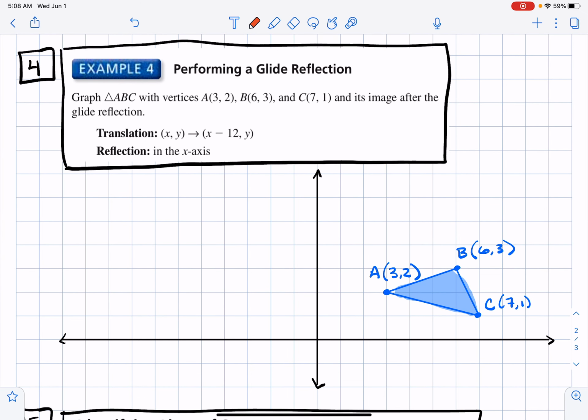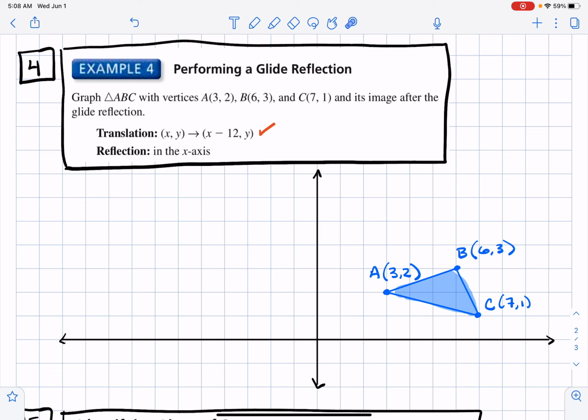So it says graph triangle ABC, and we have that done for you. There's the vertices for A, B, and C, and its image after doing a translation of mapping xy to x minus 12 comma y, and then reflecting it in the x-axis, okay? So before we get started, we have to remember our little transformation rules. To translate xy to x minus 12 y, we're just going to subtract 12 from every x value.